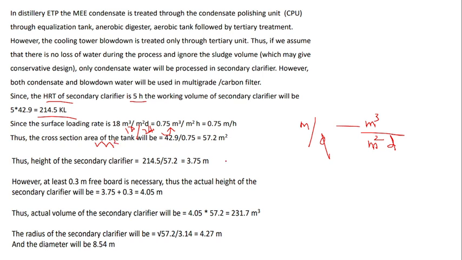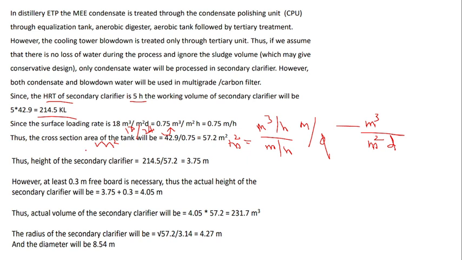To find something in meter square, we have to divide the meter cube per hour by meter per hour to obtain the cross-sectional area in meter square. These are all simple unit-based solving. Okay, so 42.9 is the flow rate divided by 0.75, the surface loading rate. Divide them, which is nothing but 57.2 meter square. This is the cross-sectional area.